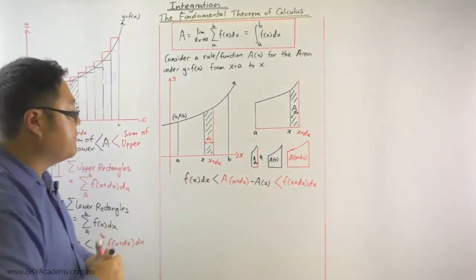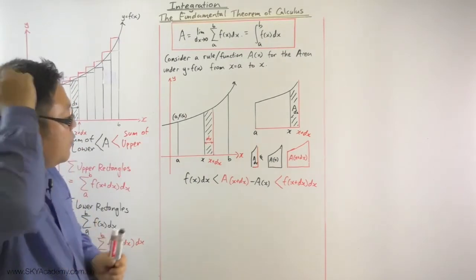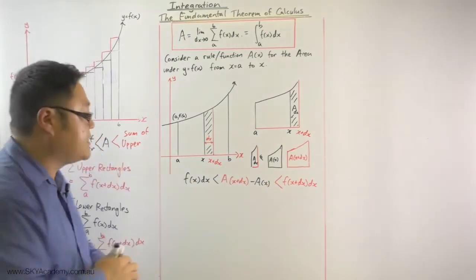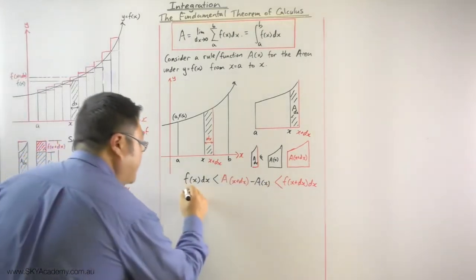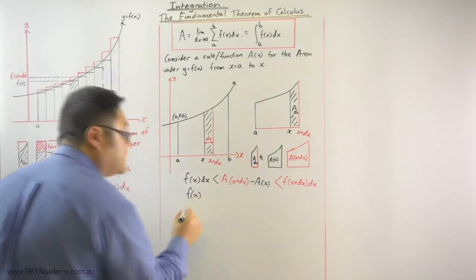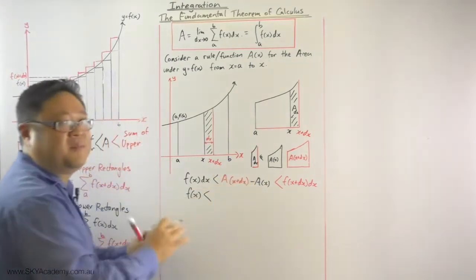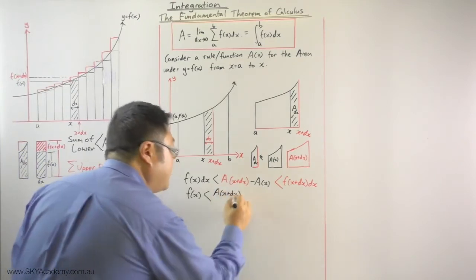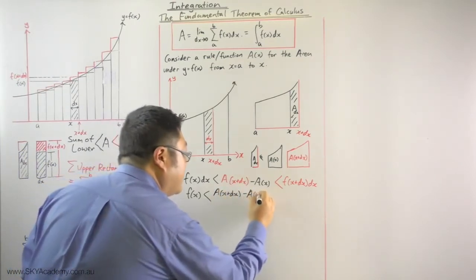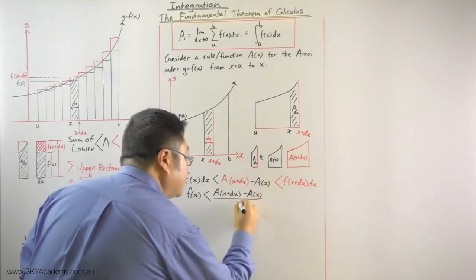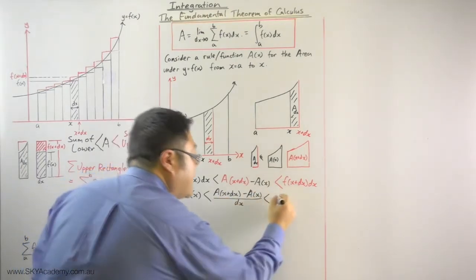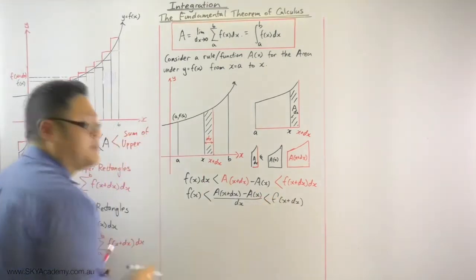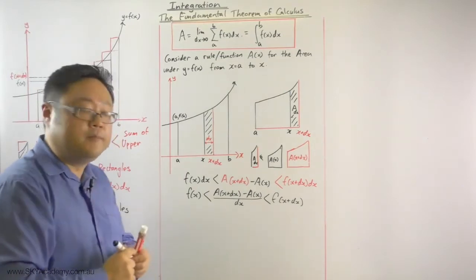Now, I'm going to do something sneaky here, right? What I'm going to do is I'm going to divide everything by dx. So let's do that. If I divide everything by dx, I end up with f of x on this side, and I end up with, let's say, I'm going to keep it black now, A of x plus dx minus A of x all over dx, which is less than f of x plus dx. Does that make sense? Good.